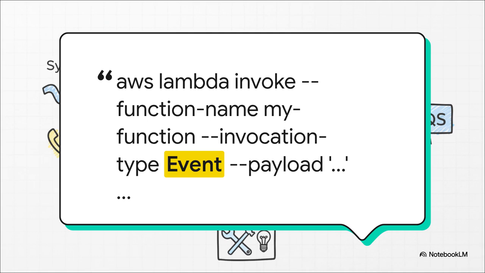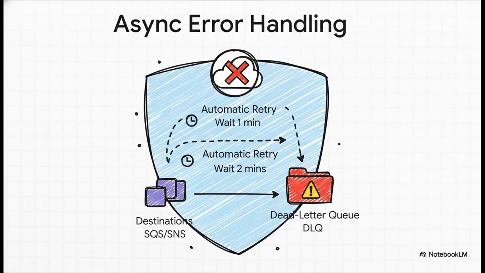The invocation type is now set to event. That's you telling Lambda, hey, just take this event and deal with it whenever. I'm not going to wait around for a response. And here's where async is just a game changer.